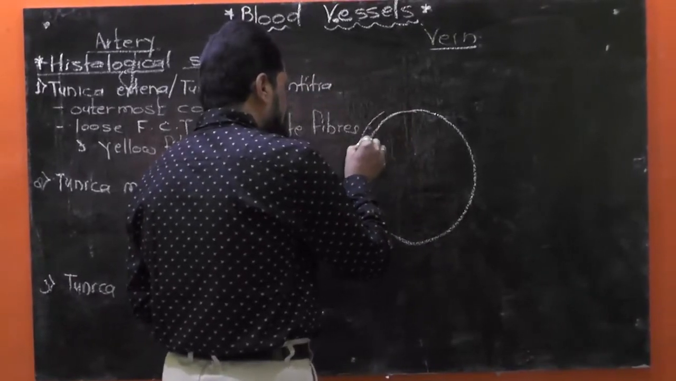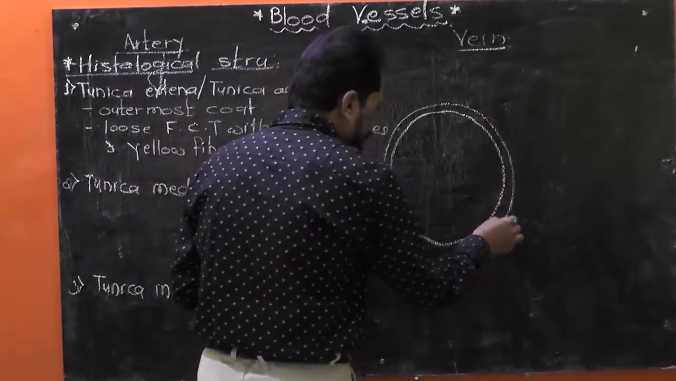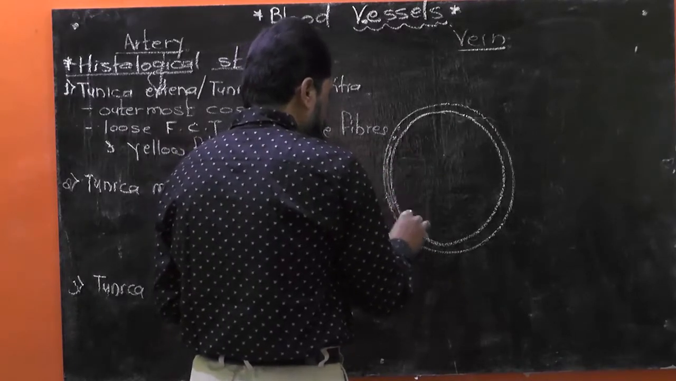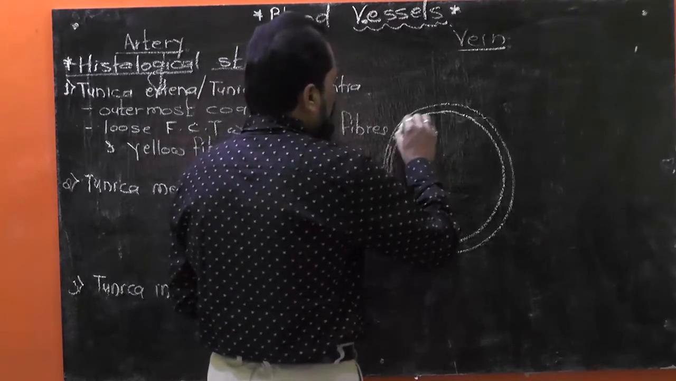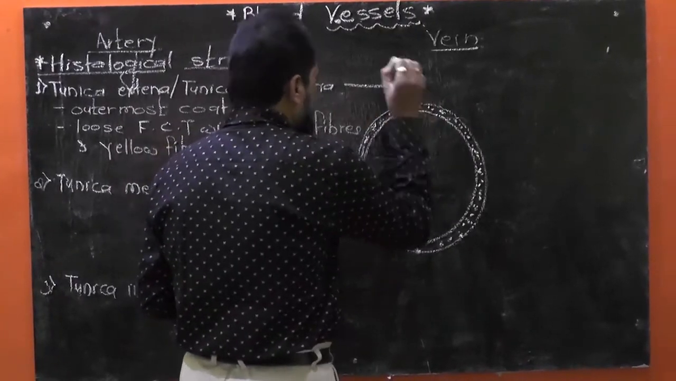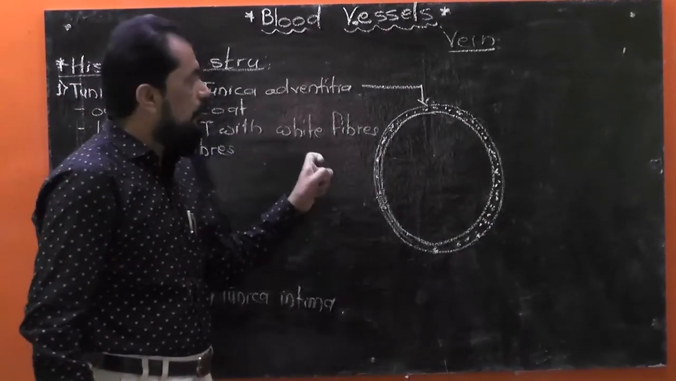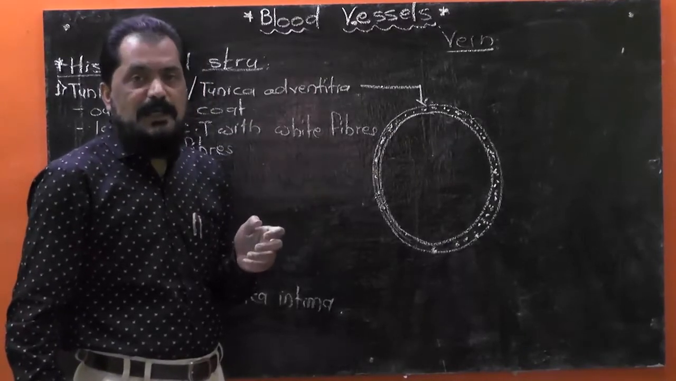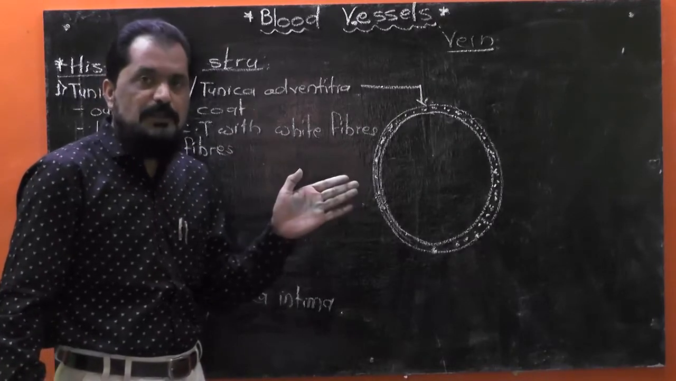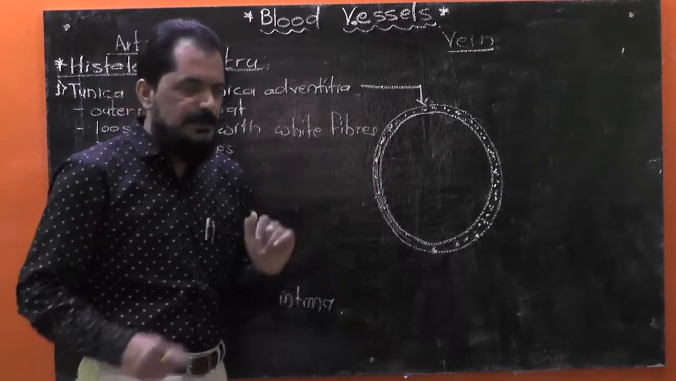Consider, here is supposed to be the outermost coat, that is tunica externa or tunica adventitia, and here I am going to show these collagen fibers or yellow fibers. This tunica externa provides strength to the wall of artery as well as it prevents the over expansion of artery during the flow of blood. Means it provides strength to the wall of artery.